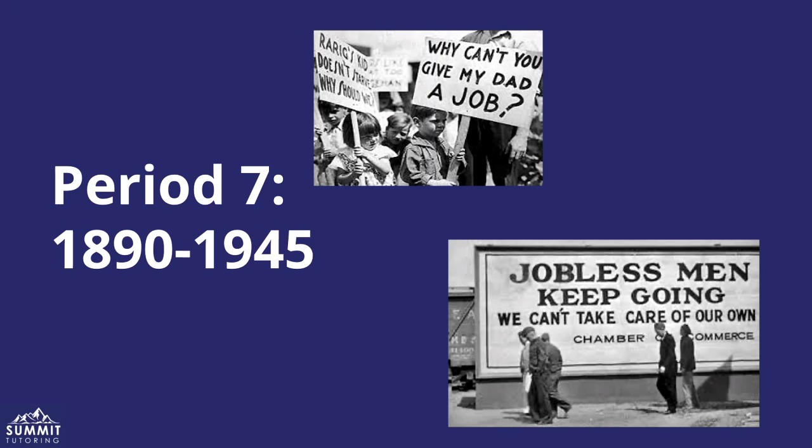Alright, so that wraps up period 6. Period 6 was kind of a quick one. So now we have our last period that we will be reviewing, which is period 7. So period 7 is 1890 to 1945. And as you can see from these pictures, it's going to have to do a lot with employment.